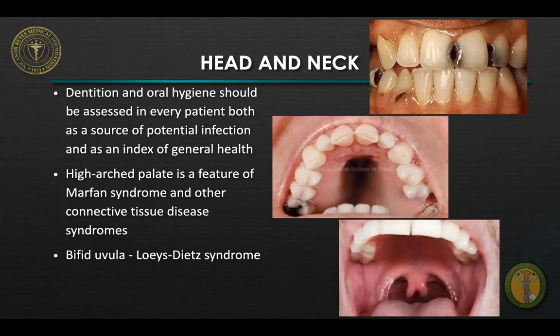A high arch palate is a feature of Marfan syndrome and other connective tissue disease syndromes. A bifid uvula has been described in patients with Loeys-Dietz syndrome. Loeys-Dietz syndrome is like Marfan syndrome or Ehlers-Danlos syndrome. This presents with aneurysm of the aorta. However, it also occurs in other arteries of the body, and it usually occurs in young patients. So if you do not identify this Loeys-Dietz syndrome during childhood, patients may die early. This is also what we call aortic aneurysm syndrome.